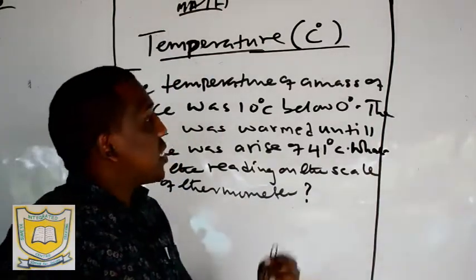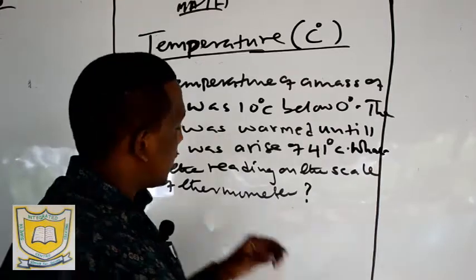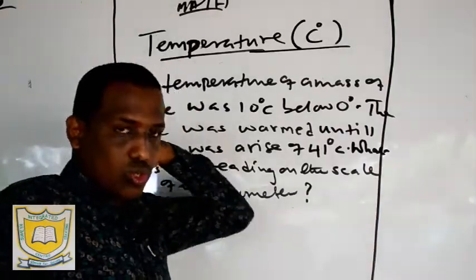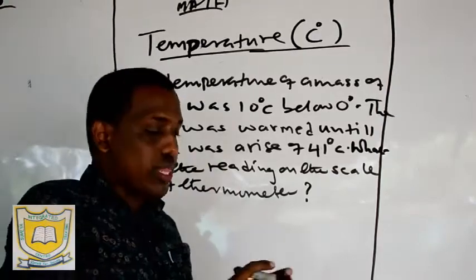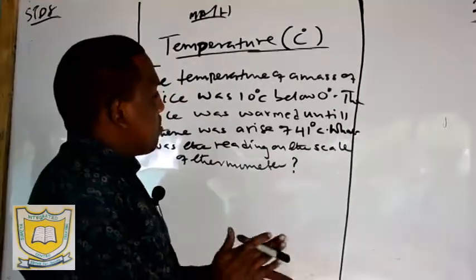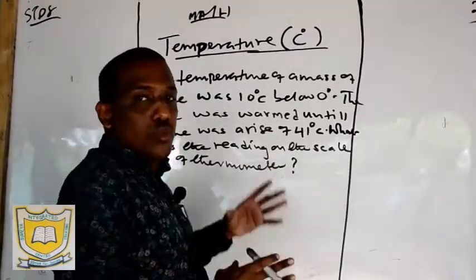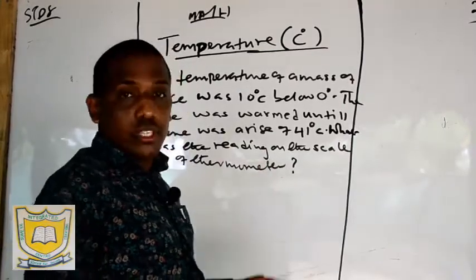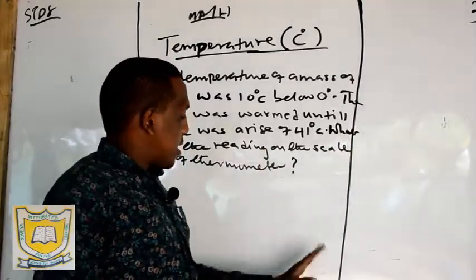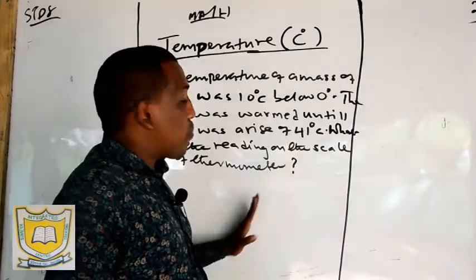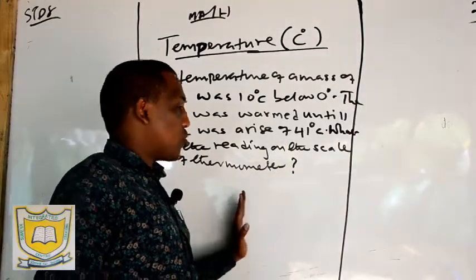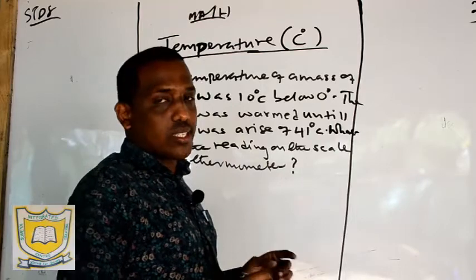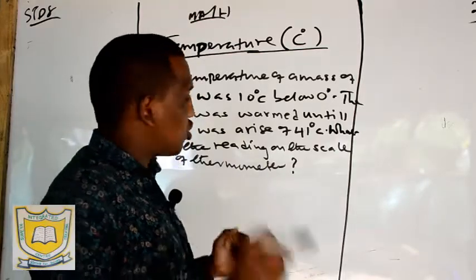Remember, the thermometer is an instrument that we use to measure temperature. And remember, the temperature of a normal human body is always 37 degrees Celsius. The boiling point of water, a liquid, is also always 100 degrees Celsius.